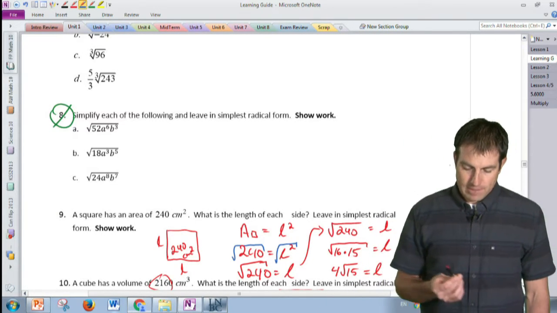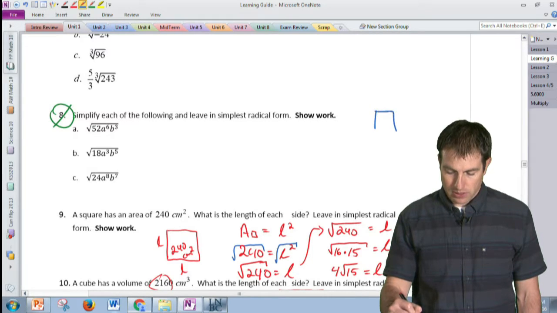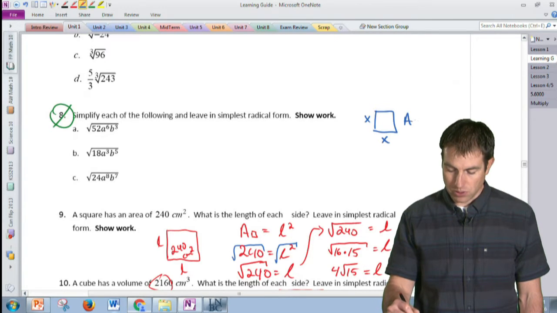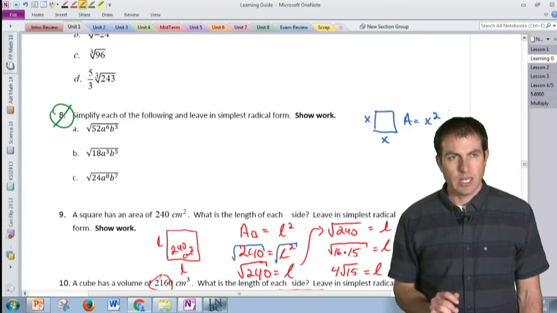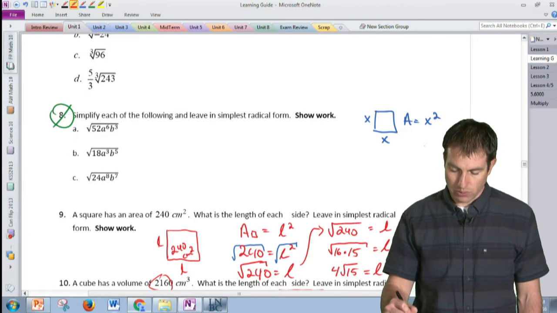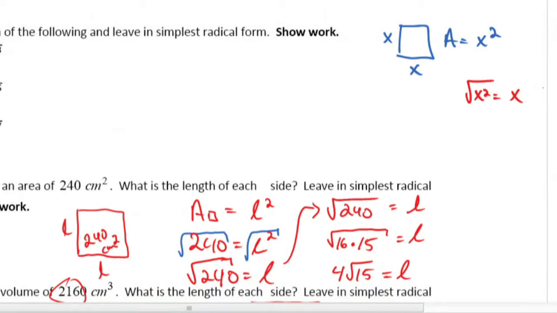So if I had something like a square, the area is going to be x times x, or x squared. Now if I wanted to figure out how long the side length of that was, I would take the square root of x squared and I would get x. So this is the idea we want to think about. If I have the square root of x squared, I get x. I don't think any of you would find that very surprising.